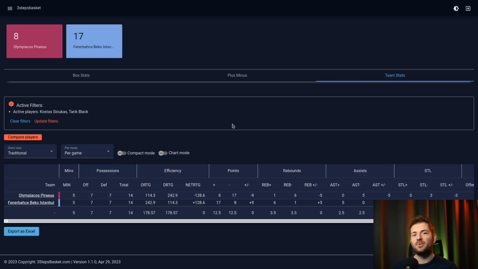So by now we have a pretty good indication of what happened during that game. When Fall was on the floor, somehow things worked properly for Olympiacos, especially when he was together with Cannon. Then when Sloukas was on the floor, especially together with Bolomboy or Black, the game for Olympiacos was a disaster. Why did it happen? In order to understand this, we will check some game footage now.